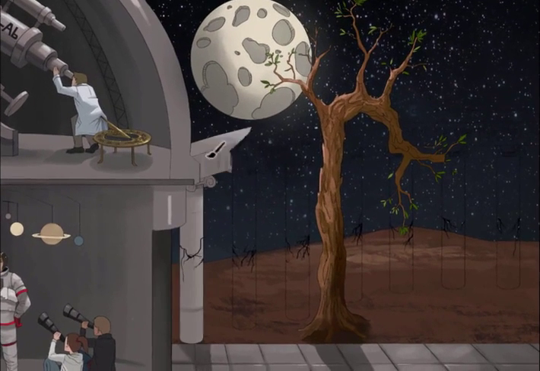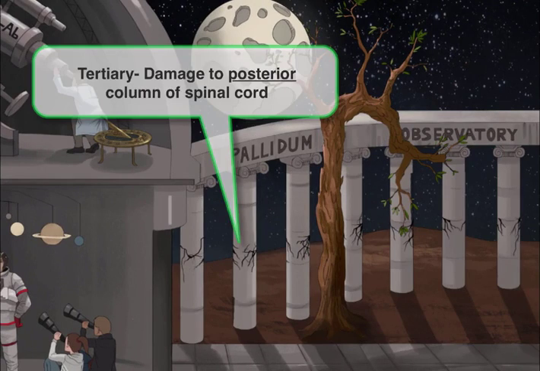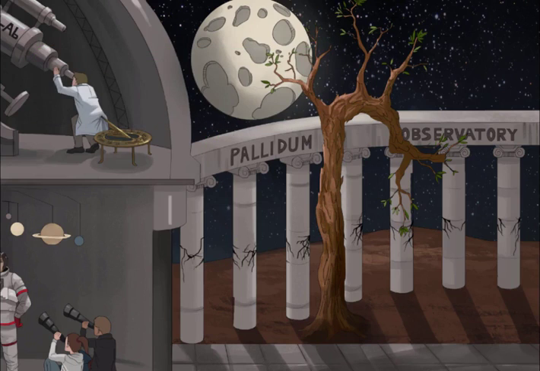So to represent damage to the posterior column of the spinal cord, we'll add some columns here in front of the pallidum observatory. Notice the columns are in the back of the picture, so these are posterior columns that we're showing are cracked and damaged. Along with this spinal cord damage, you can also see some ocular effects. It causes neuronal damage that leads to a distinct defect called Argyll-Robertson pupils. These are pupils that accommodate but do not react to light.